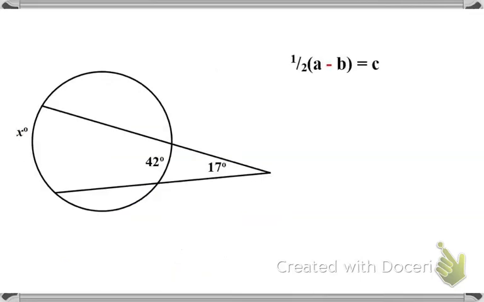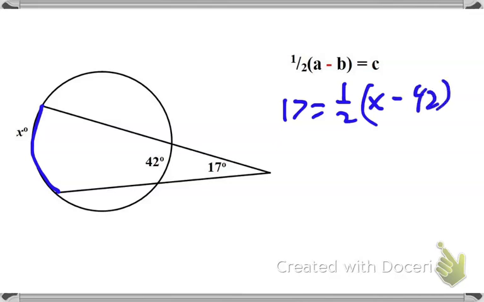Easy enough. So let's take a look here. Here it gives us the angle, and it does not give us one of the arcs. So my angle, 17, is equal to 1/2 the difference in the arcs. Now the question: is it going to be x minus 42 or 42 minus x? It's going to be x minus 42. This arc is the larger arc. It is the arc that is farther away from the angle, so the angle is open wider, so it's going to be the bigger one. So we have x minus 42.